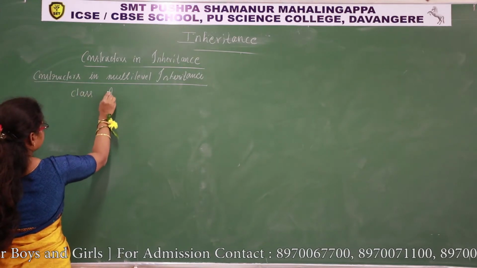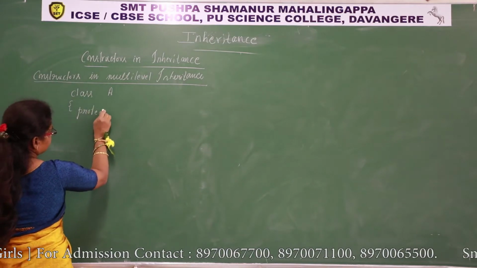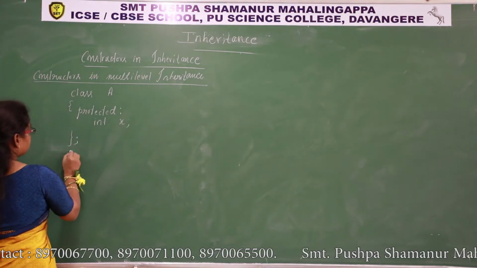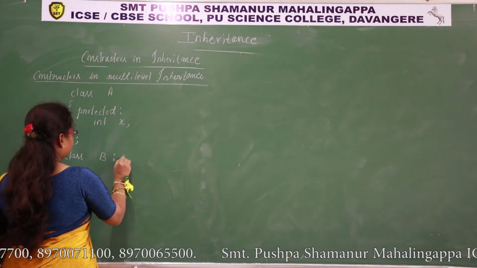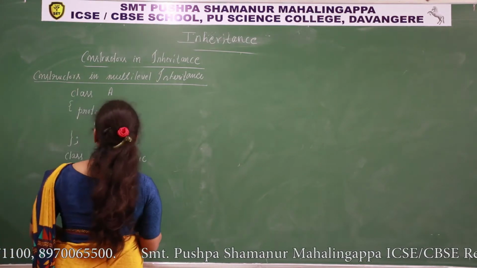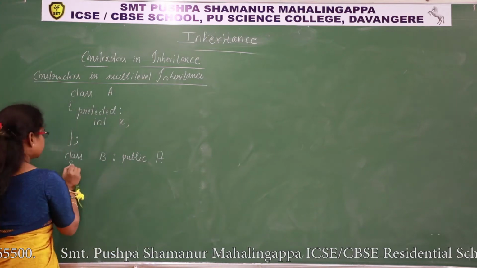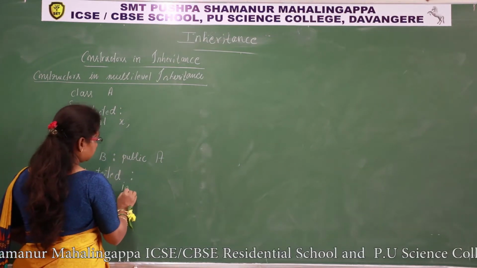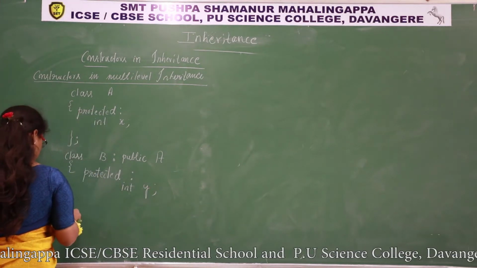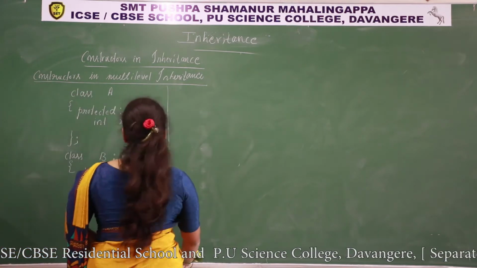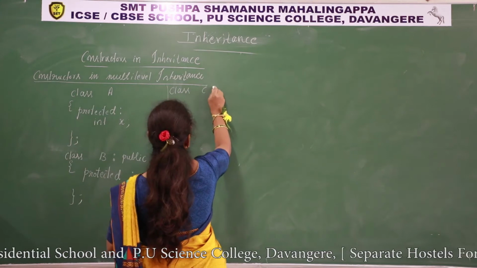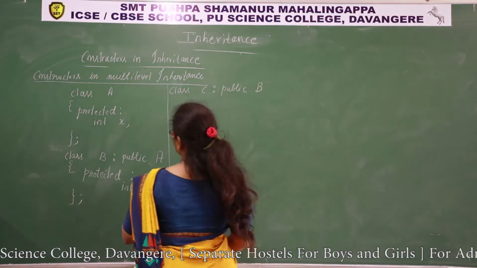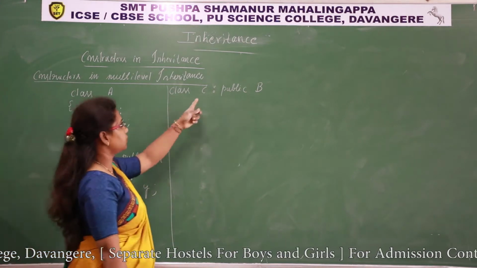Class A, protected, int X. Class B colon public A, protected, int Y. Class C colon public B. B is a derived class of A and C is a derived class of B.